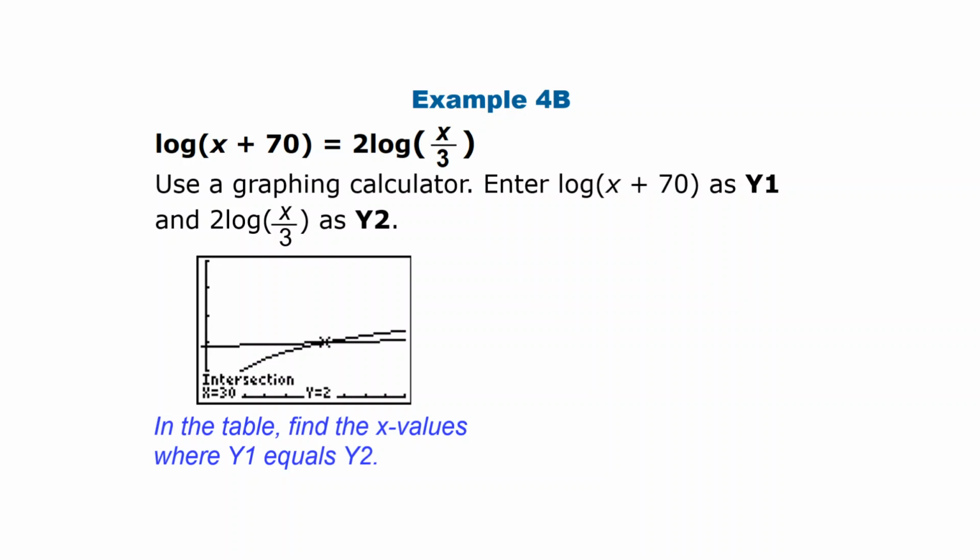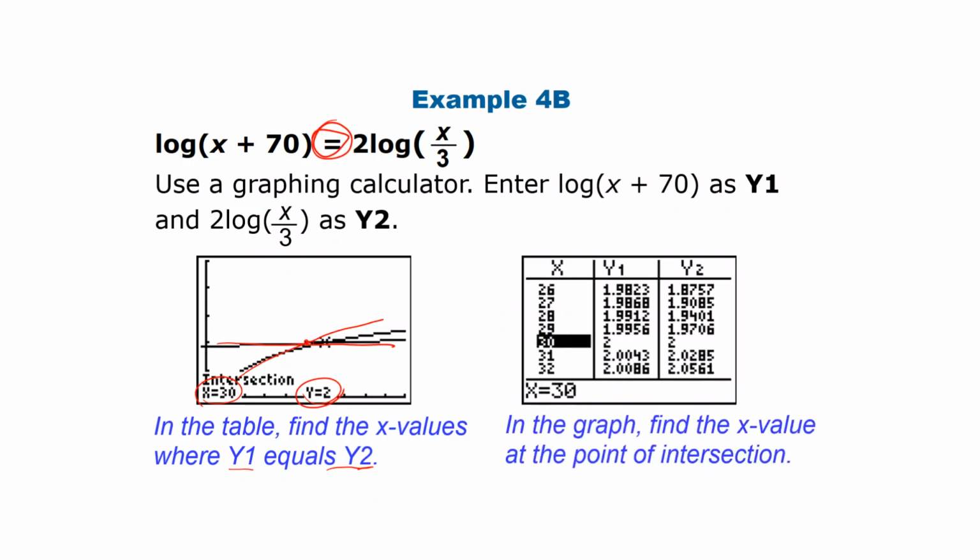And in the table here, we can see the x value. We're trying to find the x values where y1 equals y2 because we had equals up here. All right, so here we can see they're going to equal each other is where they intersect, okay? And so the intersection is x equals 30 and y equals 2. All right, so you can look at it in a table like this.